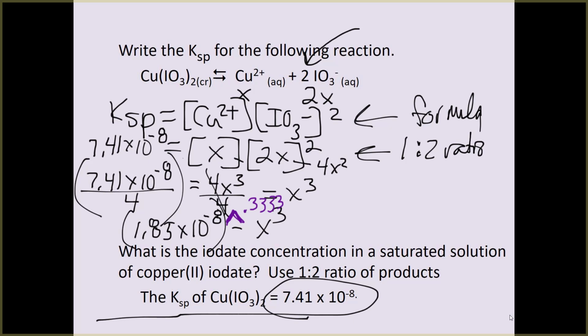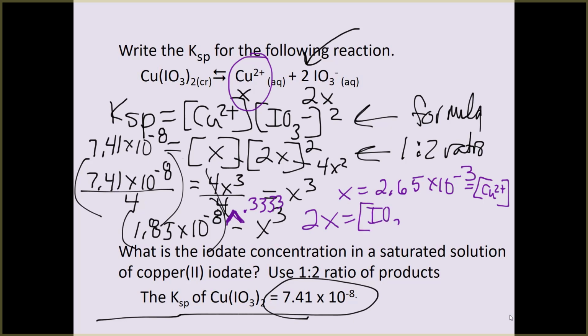I end up with x is equal to 2.65 times 10 to the minus 3. Notice that in this problem, that x is what copper is. So this is my copper amount. So what is going to be this iodide? Well, it's 2x. So I'm just going to take that number and multiply by 2. And I get 5.3 times 10 to the minus 3. And these are both molarity concentrations, so an M.